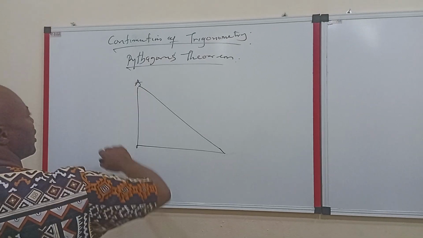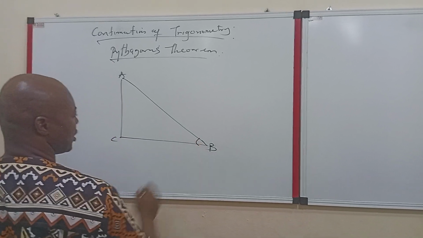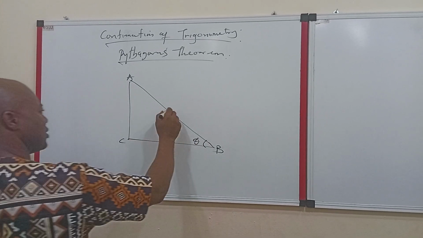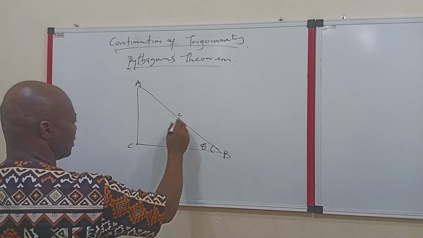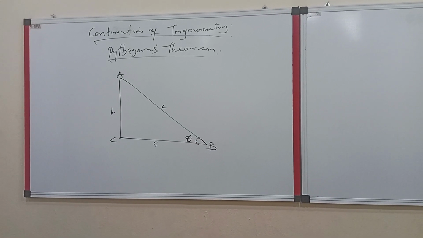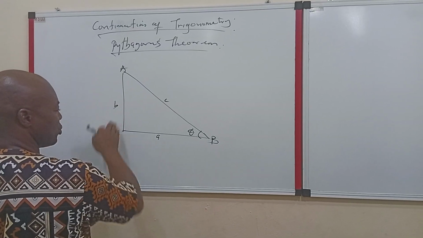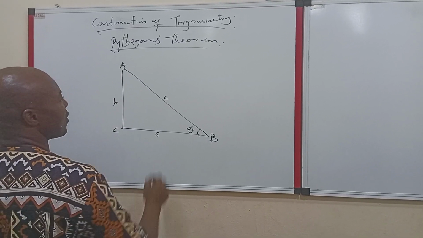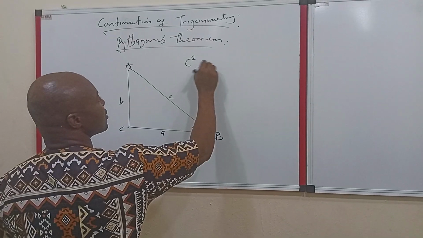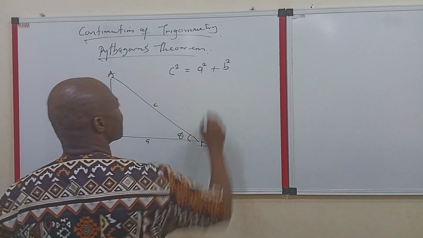If we call this side A, here B, and here C, and assume that at this point here is theta, then this side that is facing here we call C, then here A, then here B. Then Pythagoras theorem states that the square of the hypotenuse, of which here is the hypotenuse, here is the opposite, and here is the adjacent, is equal to the sum of the squares of these other sides.